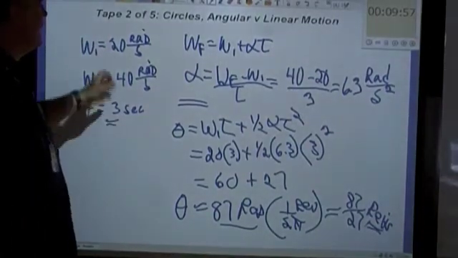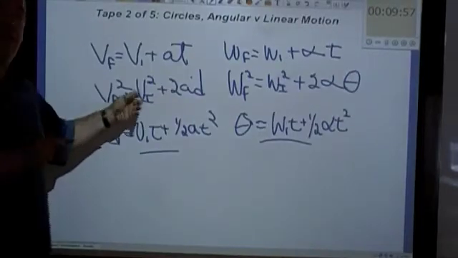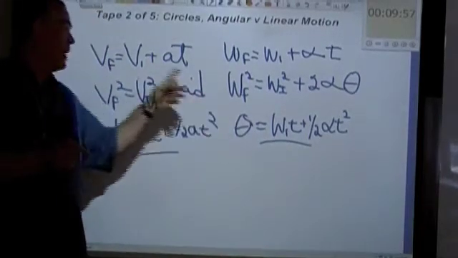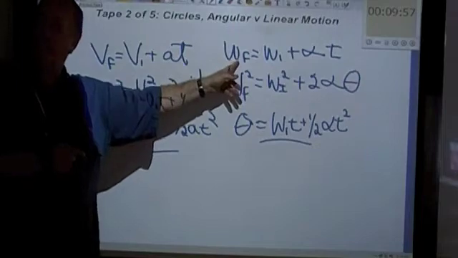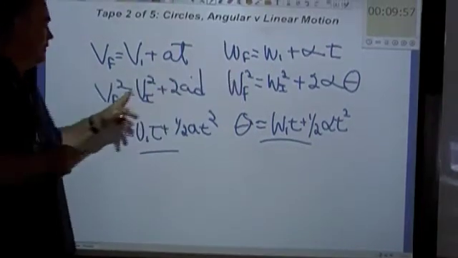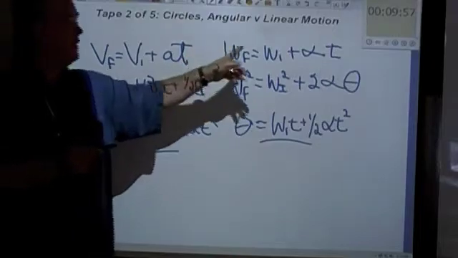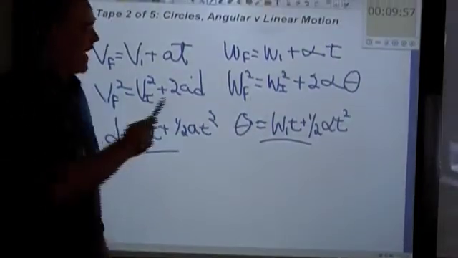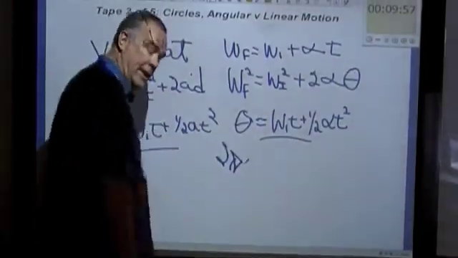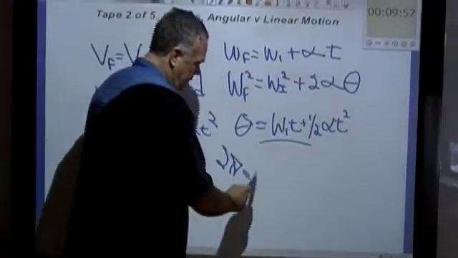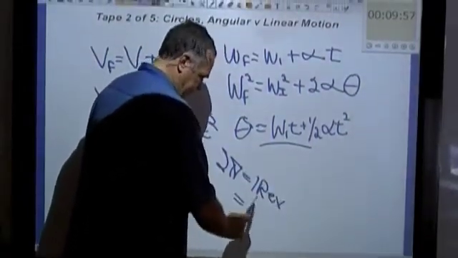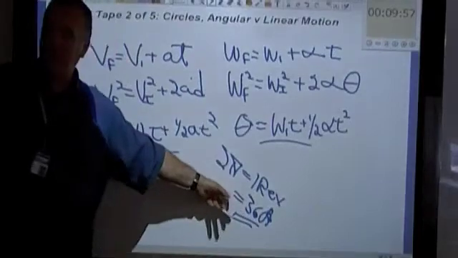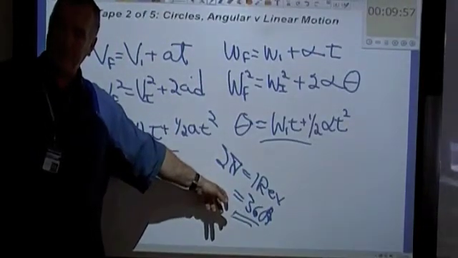The critical thing here is that every linear equation has a matching rotational equation. Whenever you see velocity, you're going to put in omega final, or omega if you're Greek. If you have an acceleration, you're going to put in alpha. And if you have a displacement, you're going to put in theta. And the absolute critical thing to remember is 2 pi radians is equal to how many revs? 1 rev. And 1 rev is equal to how many degrees? 360. This is the critical thing. When in doubt, bounce back to this, and you'll be in pretty good shape.